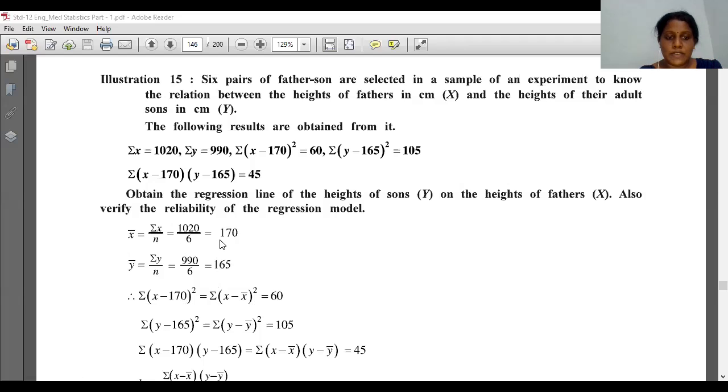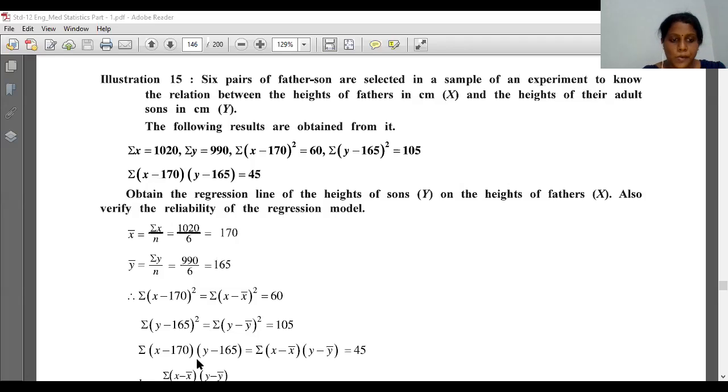Here your mean is 170. So we have taken this (x minus 170) the whole square as sigma (x minus x bar) the whole square, because the value of x bar is also 170. So we will consider x minus 170 as x minus x bar. Okay. So the value of sigma (x minus x bar) the whole square is 60, and sigma (y minus 165) the whole square is 105. That we will consider as sigma (y minus y bar) the whole square.